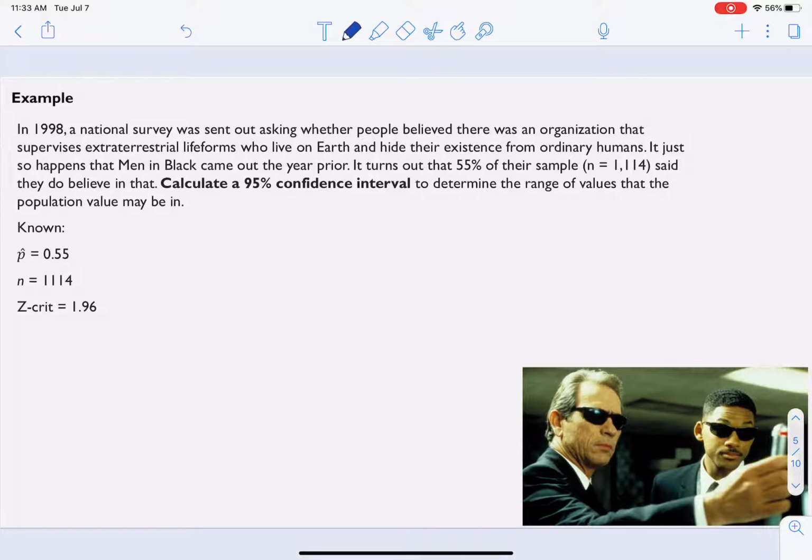And our job is to calculate a 95% confidence interval to determine the range of values for the whole population. So in this case, the national survey, we'll assume that it's the U.S. It could be any country, it doesn't matter. But we'll assume it's the U.S. in this case. And we want to figure out what range of values the U.S. population could be as far as who believes in Men in Black or not.